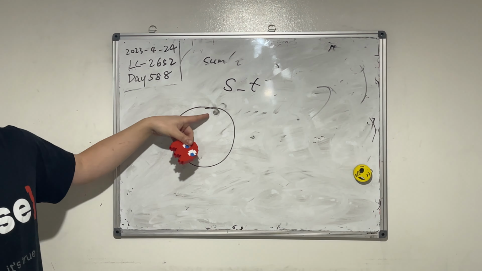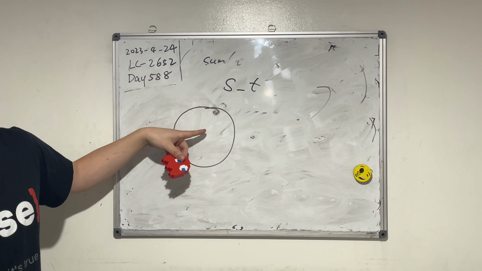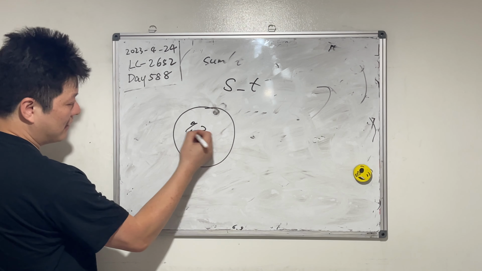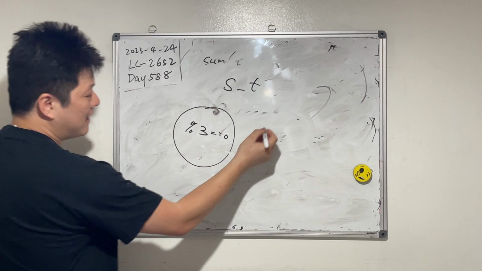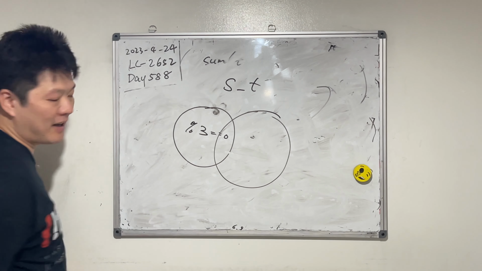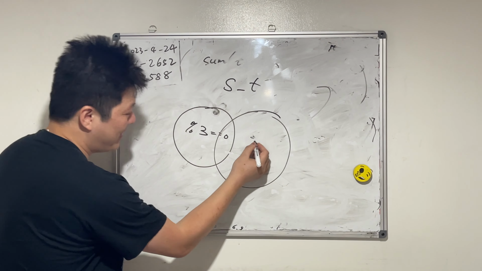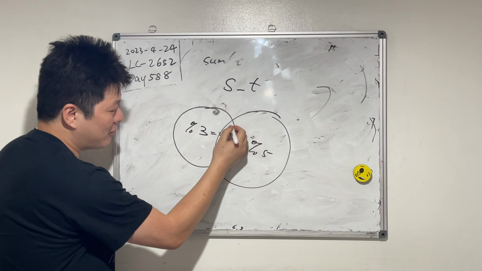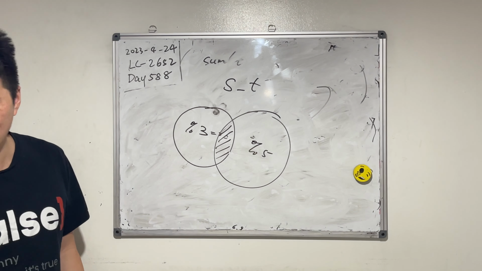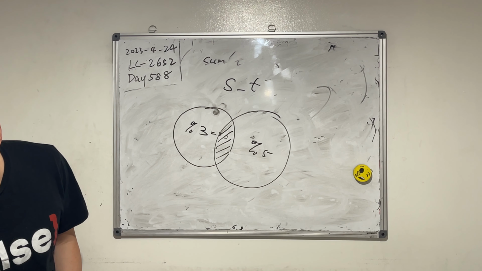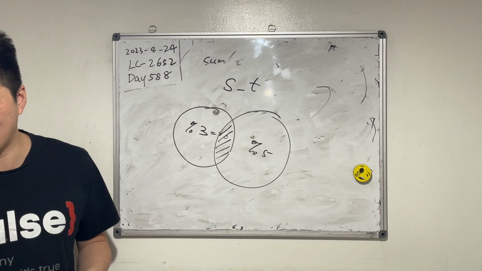Let's say this circle represents the numbers that can be divisible by 3. This circle represents the numbers divisible by 5. So what's in common? It's 3 and 5, the overlapping part, which is divisible by 3 and 5. The number is 15.